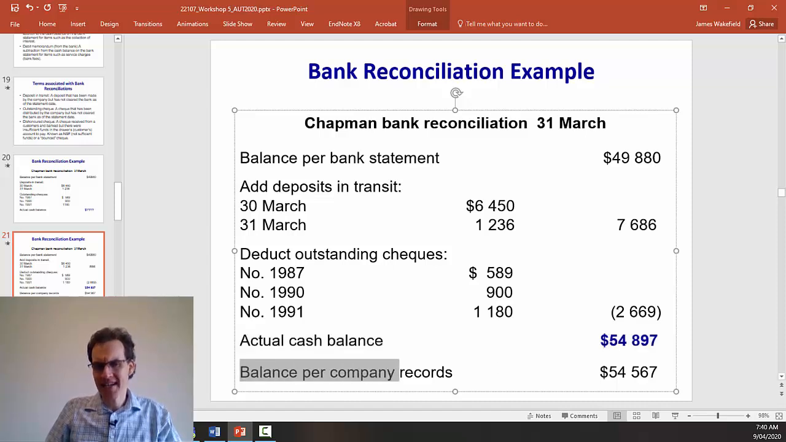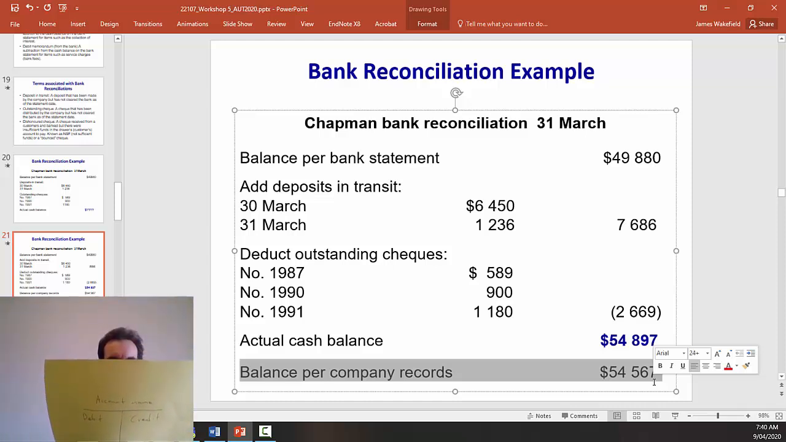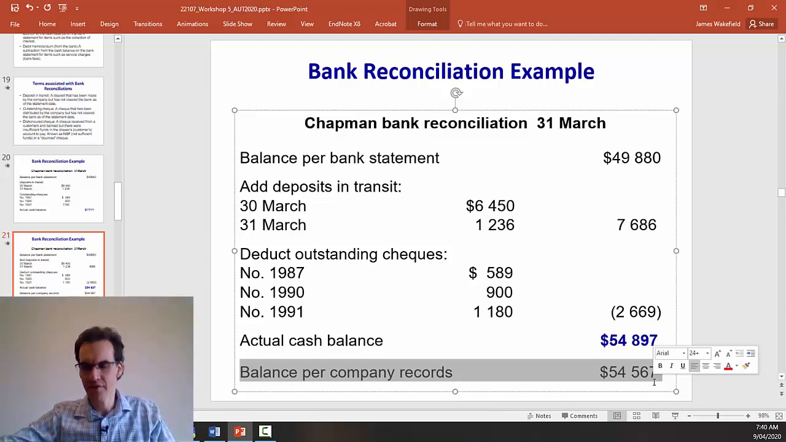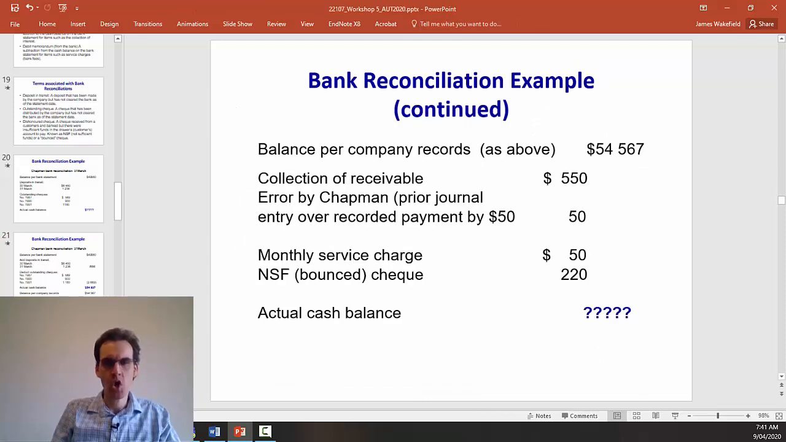Now, if we look at our T accounts, so that is our business's records. Remember I showed you this T account before when we drew up all the different T accounts for all the different accounts in the business. And that shows at 31st of March, we have a balance of $54,567, which is slightly less than what we believe we should have after we've reconciled the bank statement amount. Why is there a difference here? Well, let's have a look and work this out on the next slide.